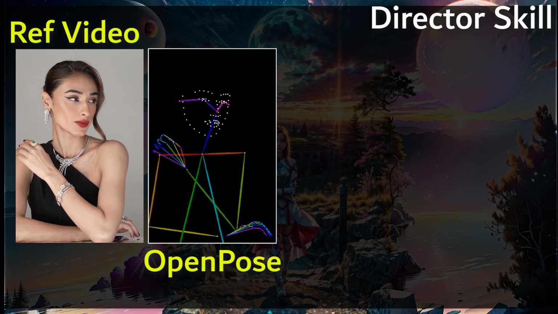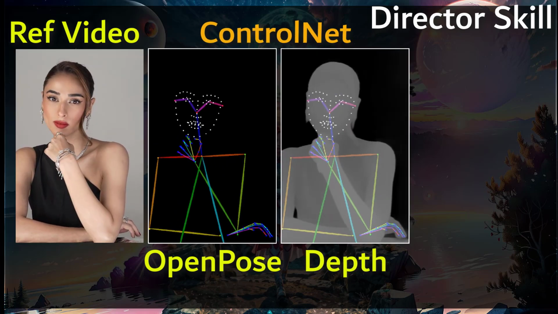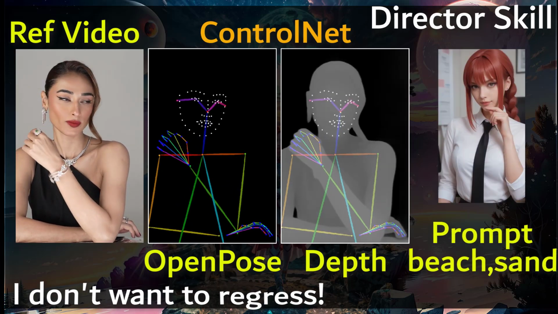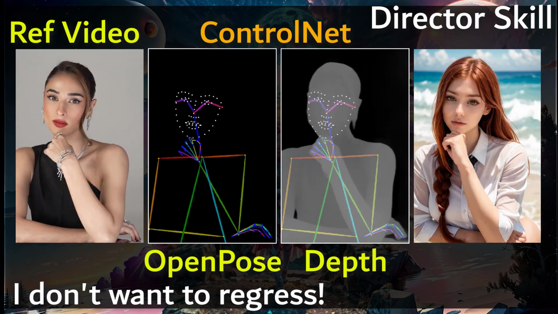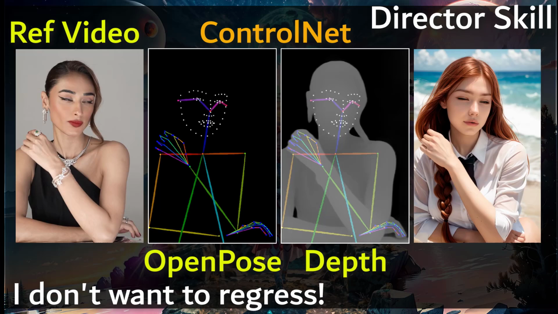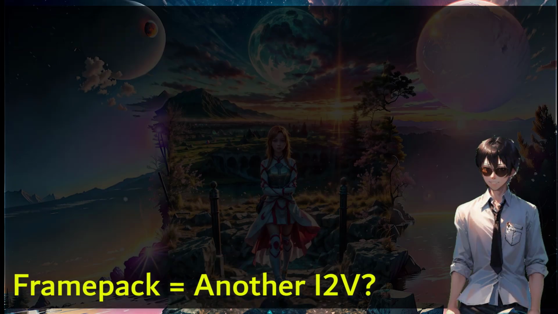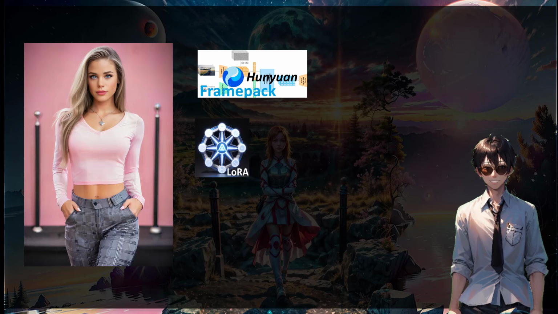And let's start by looking at, in the previous video, we watched the director skill, right? Being able to use a reference video to really control what we are generating. So giving it a character and controlling the movement of the character. So we don't want to regress here. I mean, FramePack feels like another image to video where you only use the prompt to hopefully control what you're doing. So let's look at it a bit deeper there, right?